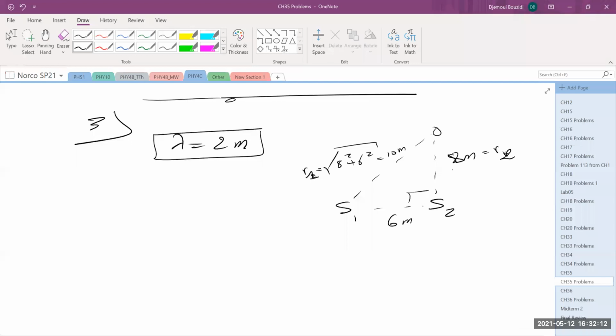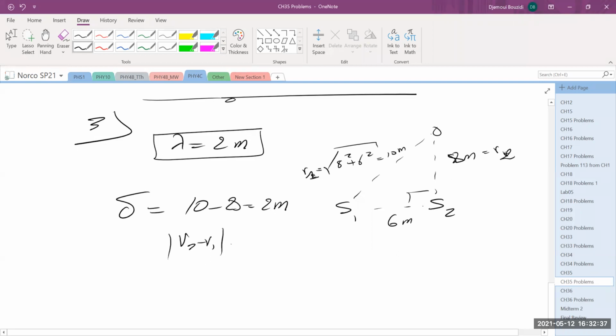So we have two sources of waves in this case, and an observer at a distance from them. It says in here, question A, what is the path difference for waves? So the path difference in this case, delta, is just 10 minus 8, which is just 2 meters. And I took it in absolute value, okay? I didn't take R2 minus R1, or if you want to, you take R2 minus R1, and it's in absolute value still 2 meters. 10 minus 8 is still 2 meters.